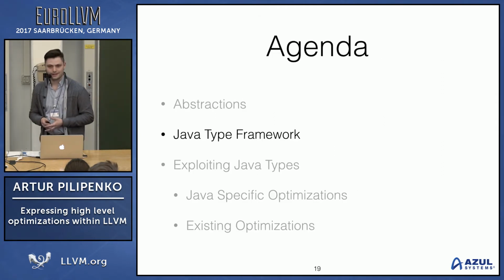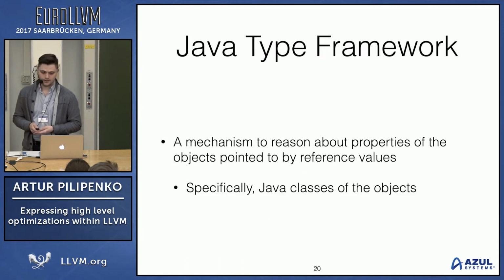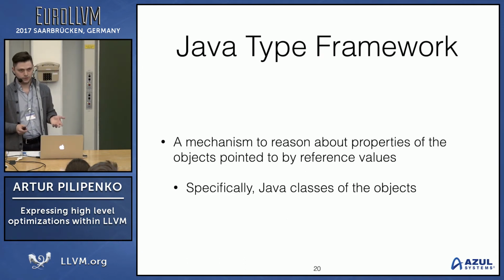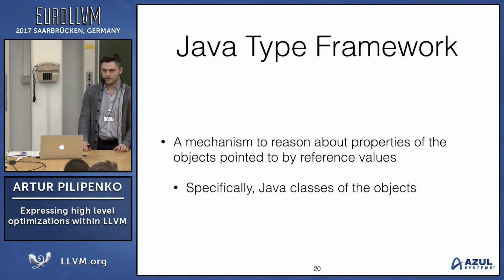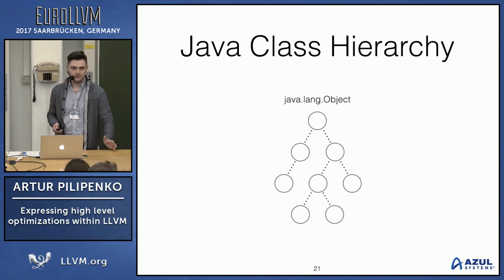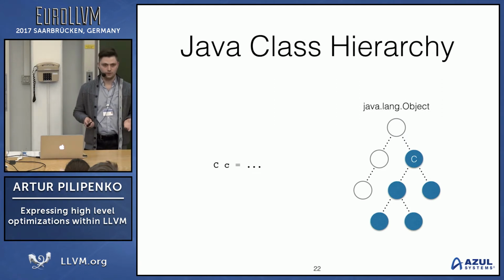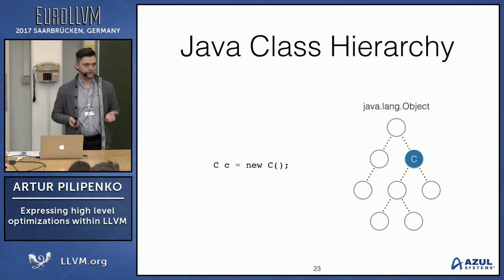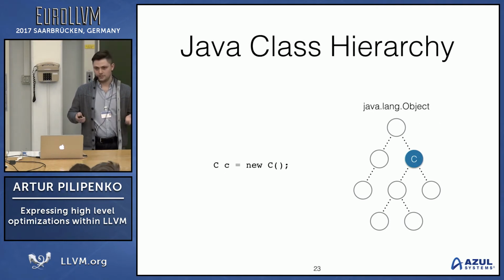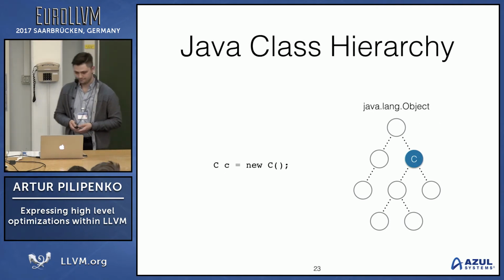So now let's talk about the JavaType framework. It is a mechanism to reason about Java object properties. And specifically, we reason about their properties in terms of Java classes they may implement. In Java, the hierarchy of classes is a tree. And if we have a variable of type C, we know that this variable can point to an instance of any C subclass. But in some cases, we can know the exact type of a variable. For example, if it is a newly created object.